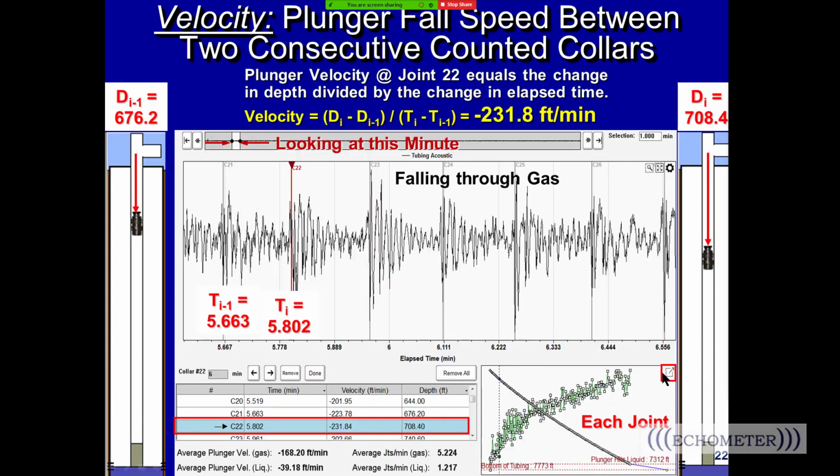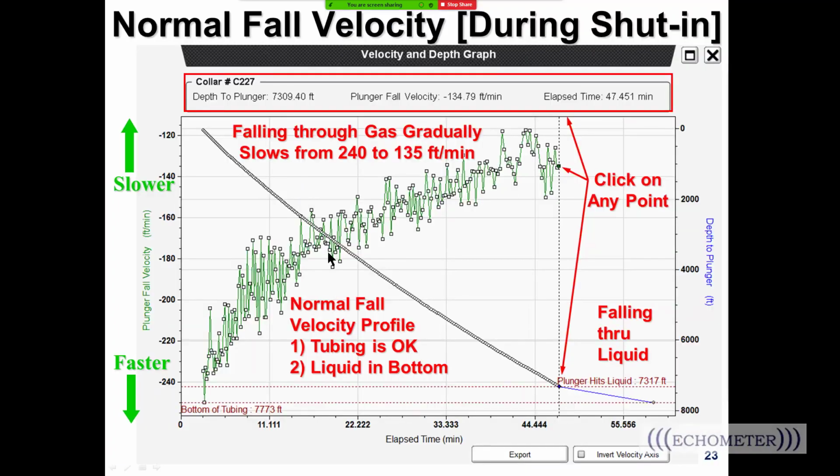Now we click on that button right there, and that button pops up this screen, and this screen is the plunger fall velocity versus depth. And you can see that it starts out fast. Fast is more negative, falling down. Minus means falling down, and slower means that it's less negative, so it's falling down 140 feet per minute right here, and it's falling at 240 feet per minute right here. So for a normal plunger well, where there's no hole in the tubing and the casing is building up during shut-in, the plunger tends to slow down over time. And so this is the plunger slowing down over time, and that's normal.